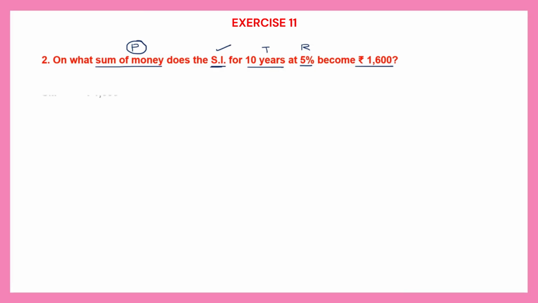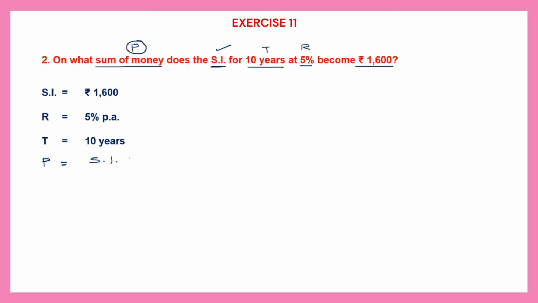So let's write down what's given to us. Simple interest is given to us 1600 rupees. The rate per annum is given to us 5%, and then the time is given to us 10 years. Now we need to find the principal, and there is a formula to find principal. And I hope all of you have learned those formulae which I had put up in the previous video.